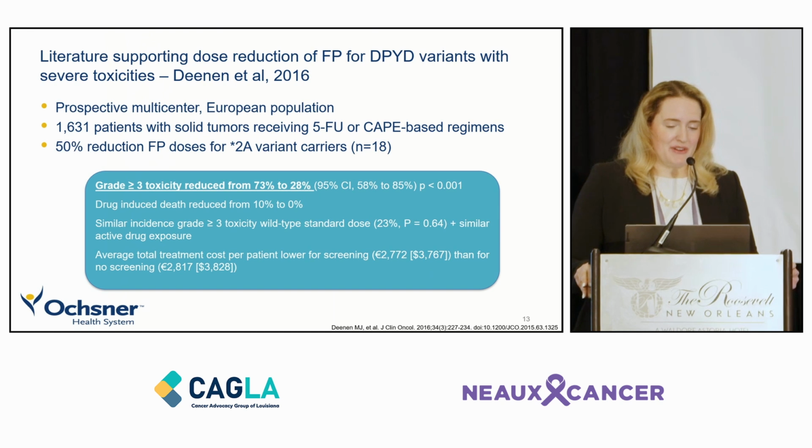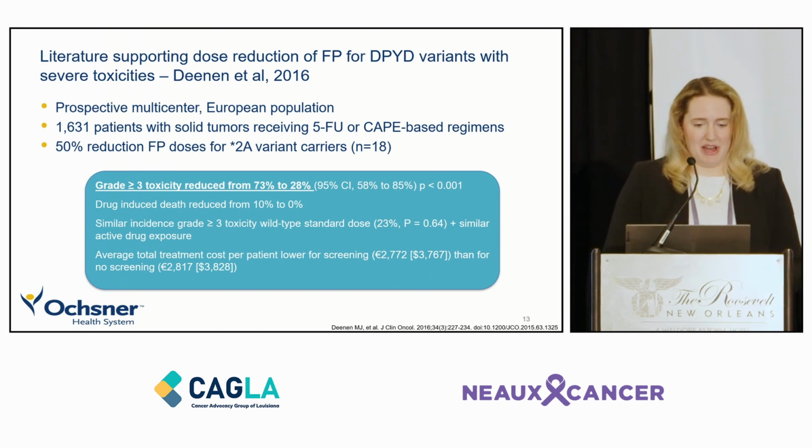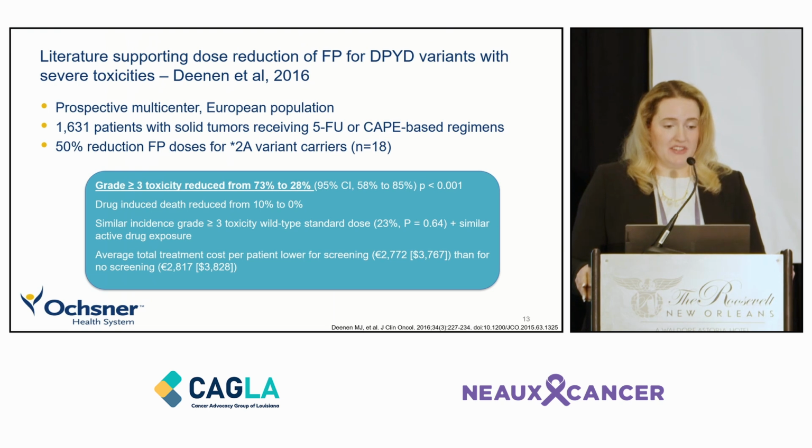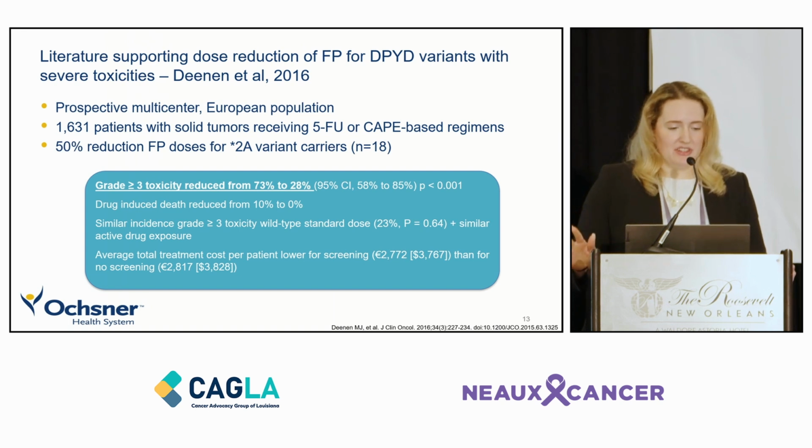So here is our first study really talking about what happens when we dose reduce these patients who we know carry DPD variants. This study was done in 2016. It's a prospective study, and they had around 1,600 patients, again, similar demographics.